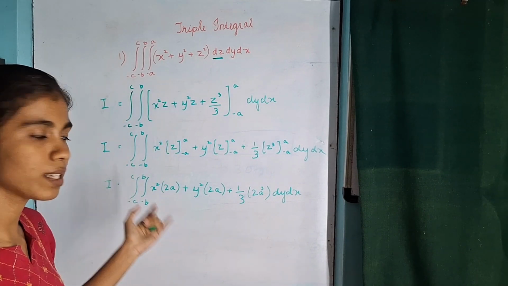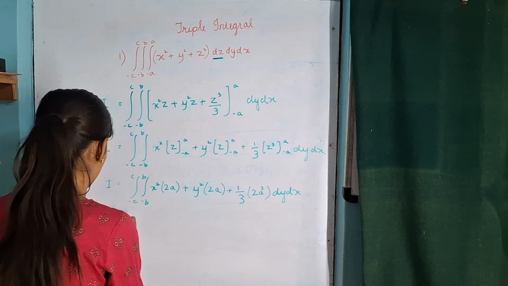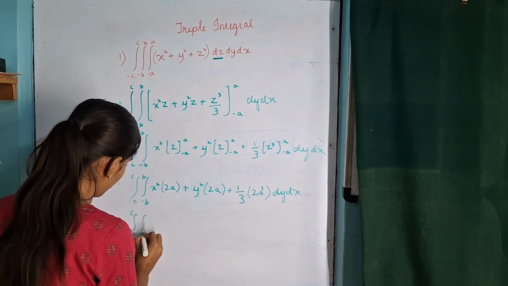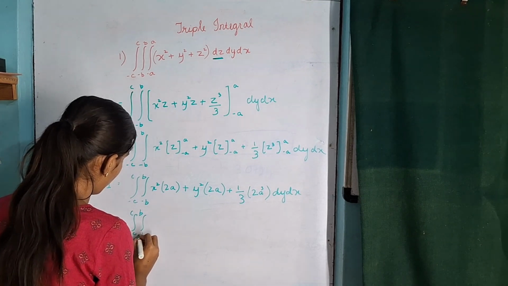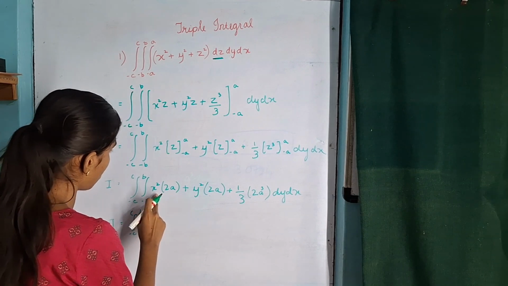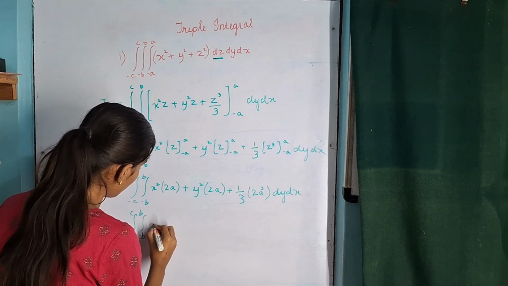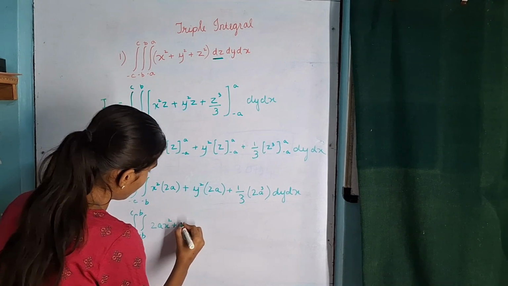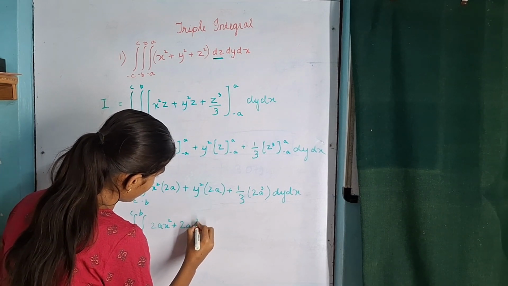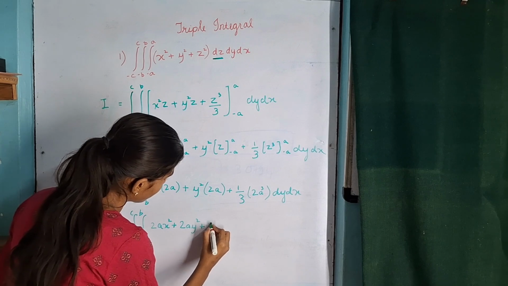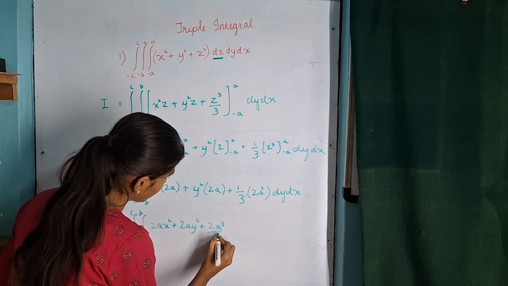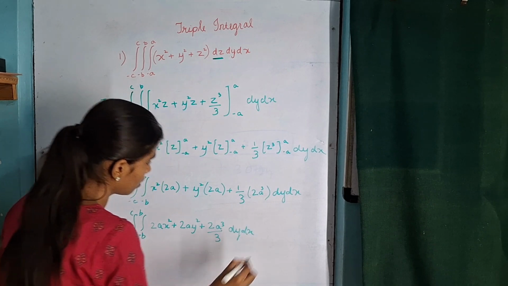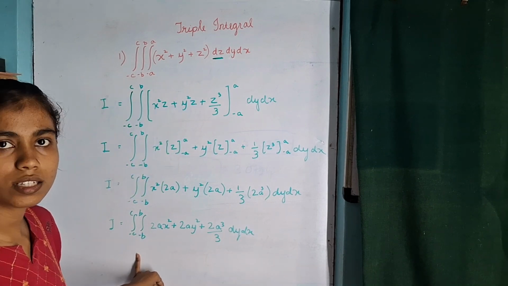Now what we will do, we will simplify these terms for the next integration. Simplify in the sense, just make it simpler and in a more standard way. Now here we will write this as 2a x square plus we will write this as 2a y square plus we will write this as 2a cube by 3, dy dx. So now z integration is completed.